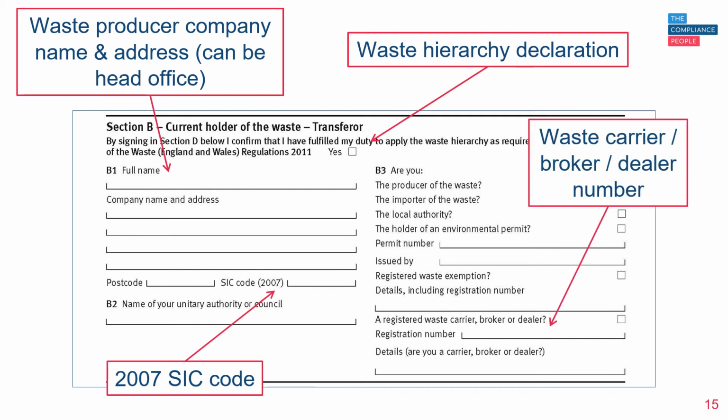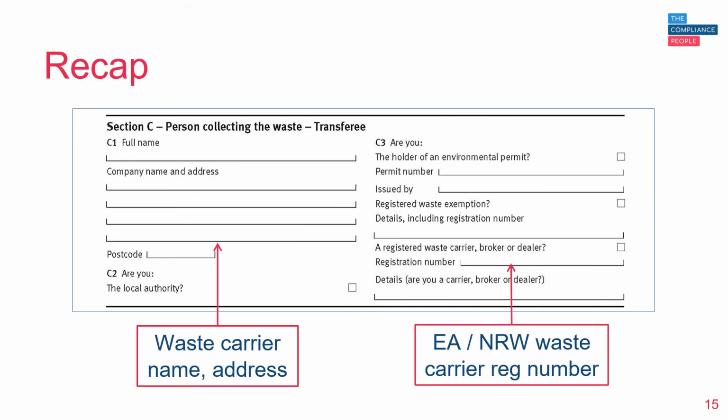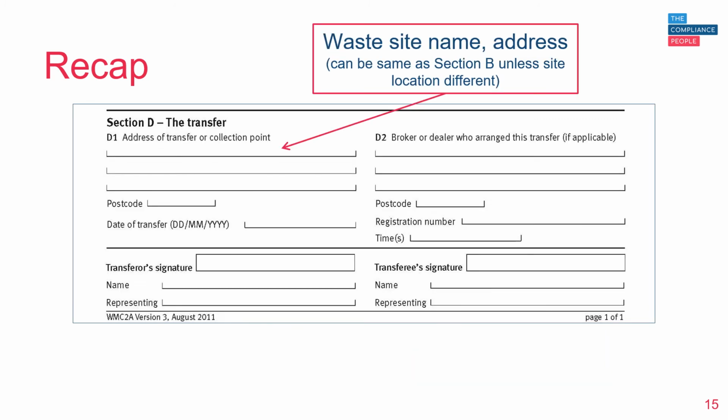Then we need the waste carrier, broker and/or dealer number. So that's the registration number. We also need the waste carrier name and address. So the waste carrier could be registered with the Environment Agency or Natural Resources Wales, depending on where you are. So you need to make sure you've got the registration number correct.